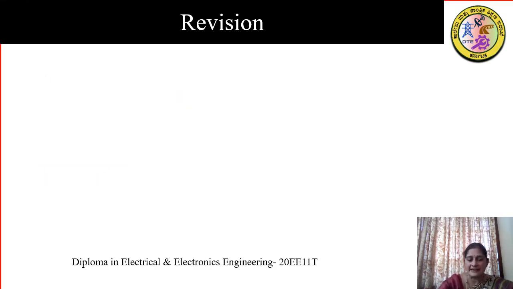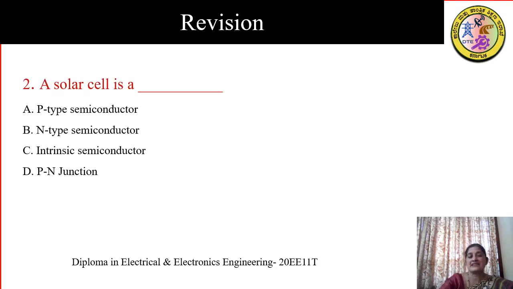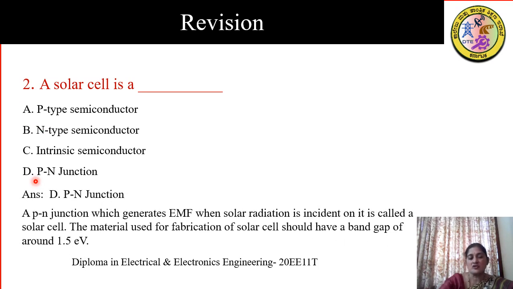Let's move on to the second question. A solar cell is a P-type, N-type, intrinsic, or a PN junction. For a solar cell, one type of semiconductor, P-type, is not sufficient. We need to have both P and N-type semiconductor. So we require a PN junction for pushing the electron out of the material and circulating it to the external circuit.